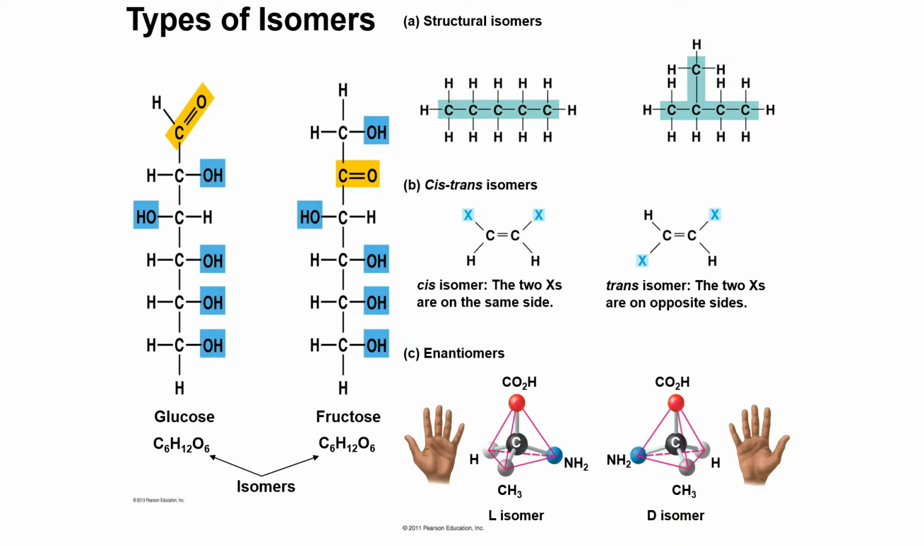Okay, so when you're looking at isomers, you have 3 main types. You have structural, you have something called cis-trans, which are what we call your geometric isomers, and then you have something called enantiomers. So first, starting off with geometric isomers, or structural isomers.